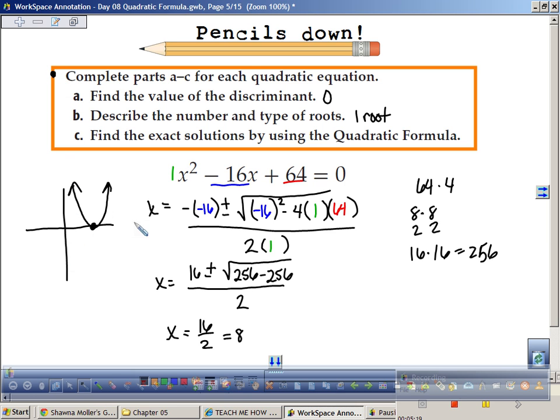What would my other point be? The other way, how much over? If this is over 8, how much farther would I have to go? So it would be 16 over 4 would be the other point, right? You guys getting it? Yes.